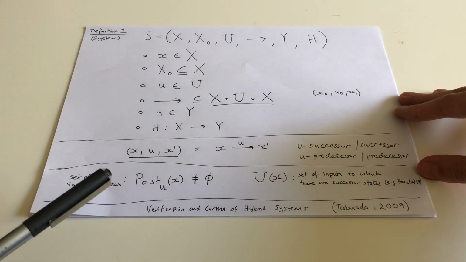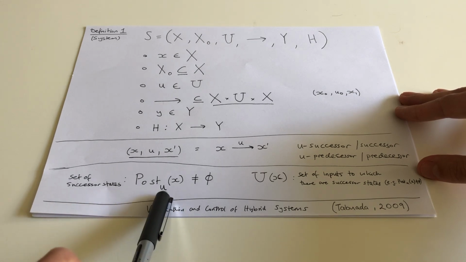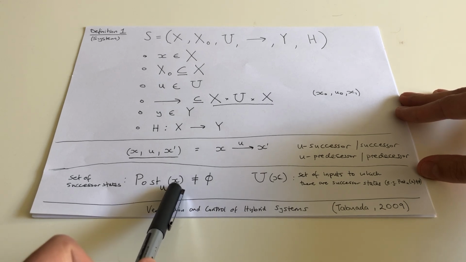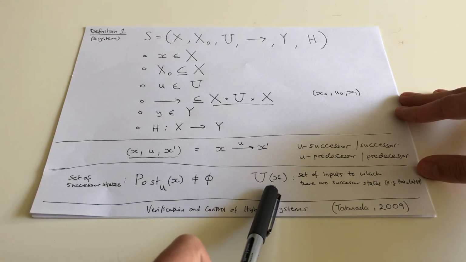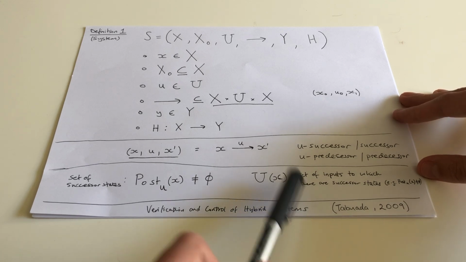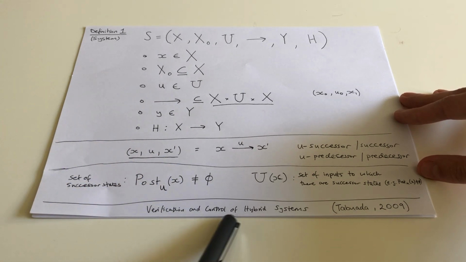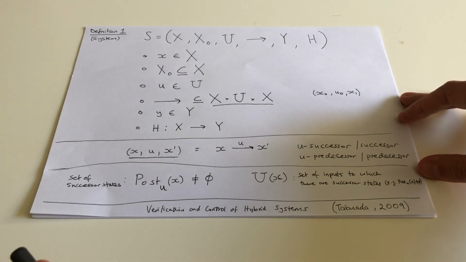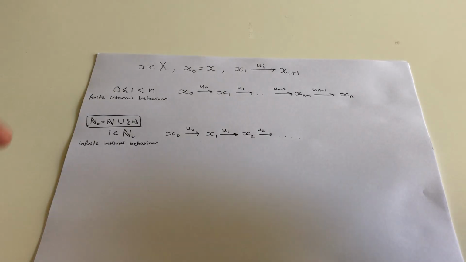The set of successor states can be denoted using post with the input and the predecessor state, which determines whether there are successors or not, and we can use this function U of x to determine the set of inputs for which there are successor states. All of this is coming from the book Verification and Control of Hybrid Systems by Paulo Tabuada in 2009. So let's cover what we're going to look at this time.